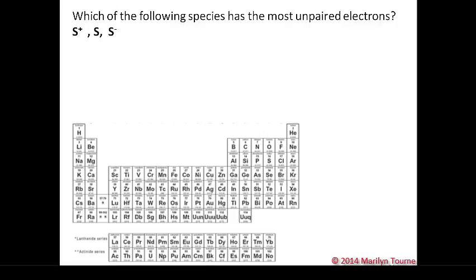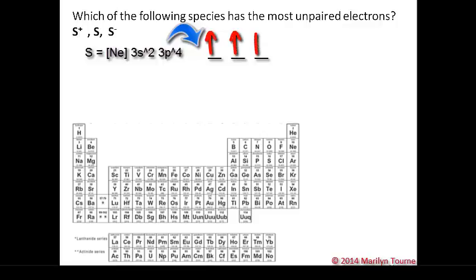So the first thing I'm going to do is write down what sulfur is, neutral. So I'm going to do it the shorthand way. Sulfur is neon in brackets, and then 3s2, 3p4. So I'm going to put that down. Since we're in the p's, that means I have 3 different orbitals. So I'm going to put 3 different lines, and I'm going to fill up 4 electrons. So spin up, spin up, spin up, and then go back to the first orbital, spin down. So this one has 2 unpaired electrons.